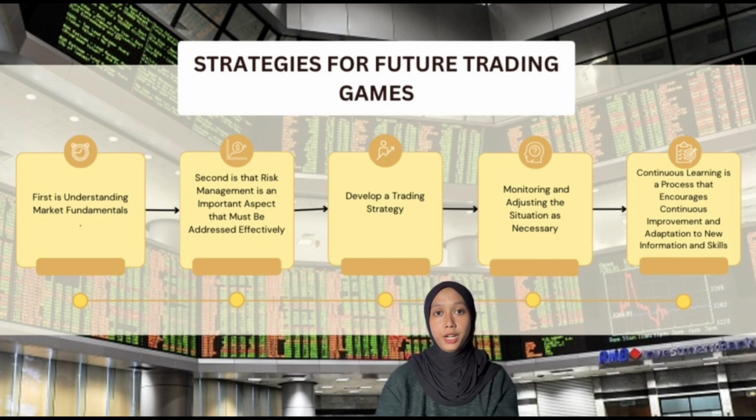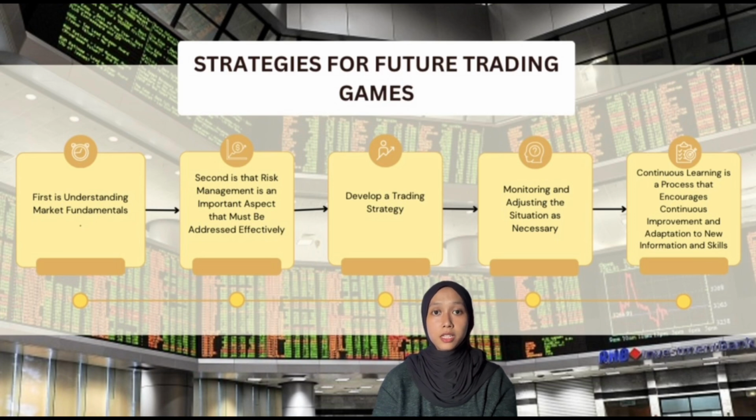Third, let's develop a trading strategy. This involves selecting a method such as trend following, range trading, or breakout, trending to identify market trends, support and resistance levels, and potential market corrections. And then there is the importance of monitoring and adjusting to the situation to be profitable in trading.